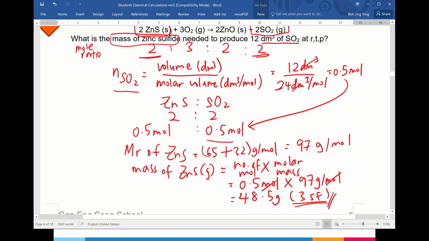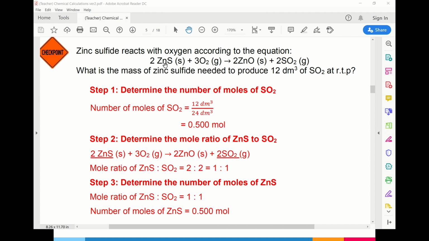Okay, to recap, zinc sulfide reacts with oxygen to form this. You are given 12 dm³ of sulfur dioxide. So find the number of moles first. Always find the number of moles. 12 divided by 24. This is the number of moles. So I compare zinc sulfide with sulfur dioxide. Mole ratio 2:2. Simplify 1:1. 1 mole of zinc sulfide will produce 1 mole of sulfur dioxide.